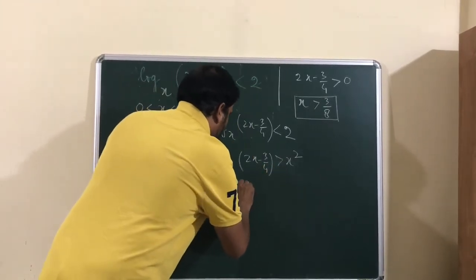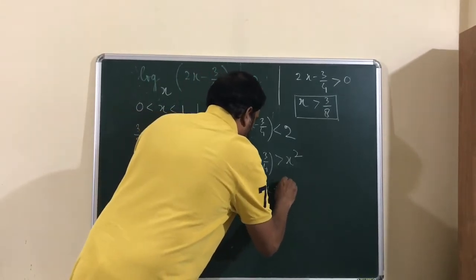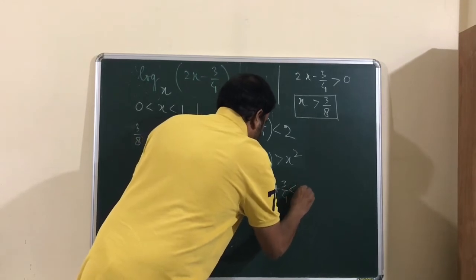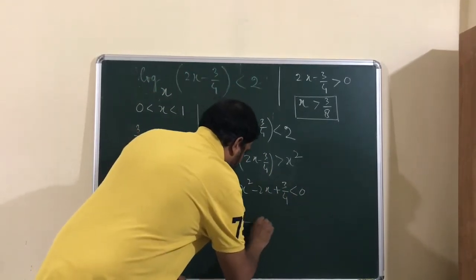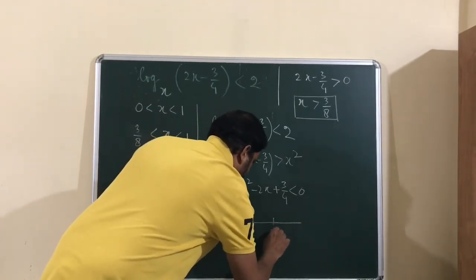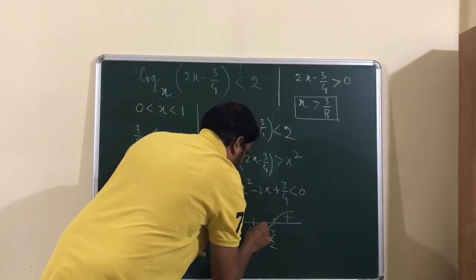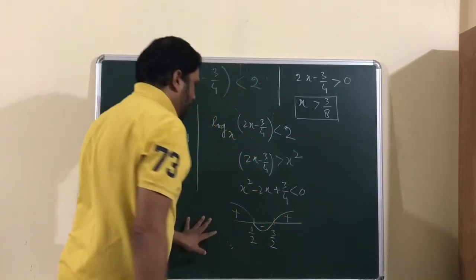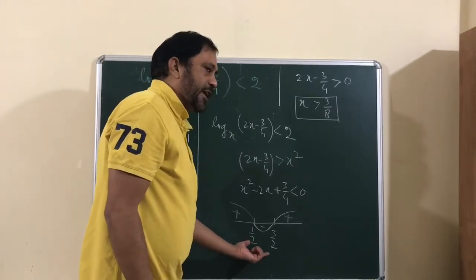So you will get x square minus 2x plus 3 by 4 is less than 0, and I have just solved this inequality. That time we were getting half and 3 by 2 as the roots. Positive, negative, positive. So we want to keep the values less than that. So from half to 3 by 2 we can consider.